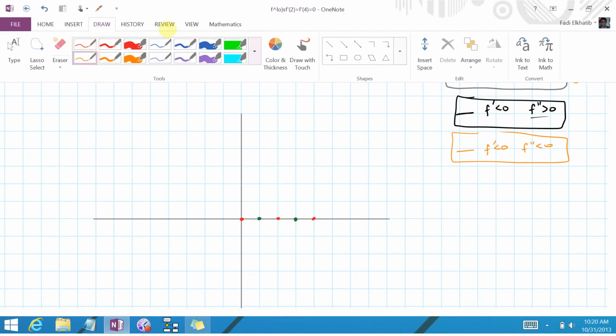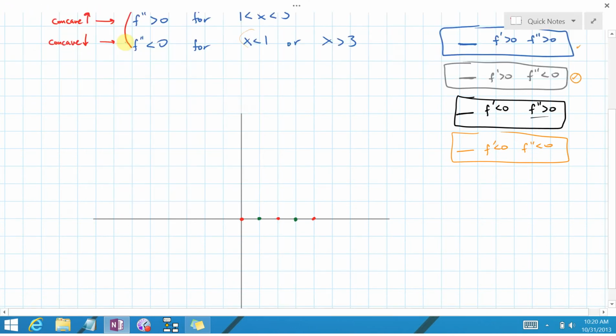The axes are already in gray, but I'll just highlight it even more in gray. So here, I'm going to be drawing the picture increasing but concave down. I'm going to be drawing a picture that looks like that. But before I do, let's continue and figure out the rest of these little subintervals.